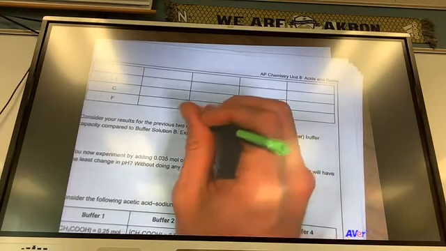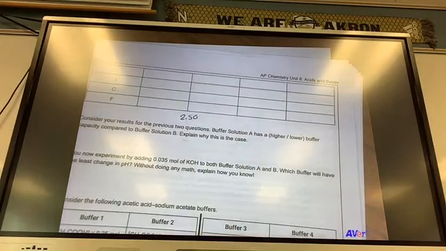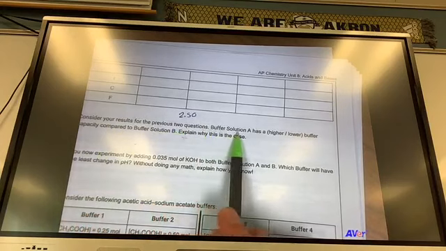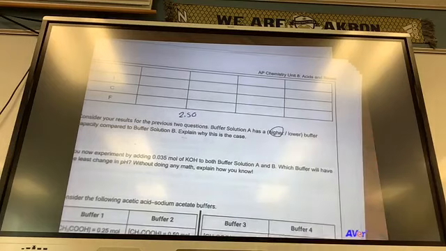What did they change? They just changed your 0.035, 0.05. Oh, it's 0.05 and 0.05. So that makes sense, because here's what they want you to answer. Consider your results from the previous two questions. Buffer solution A has a higher buffer capacity, right? Why?